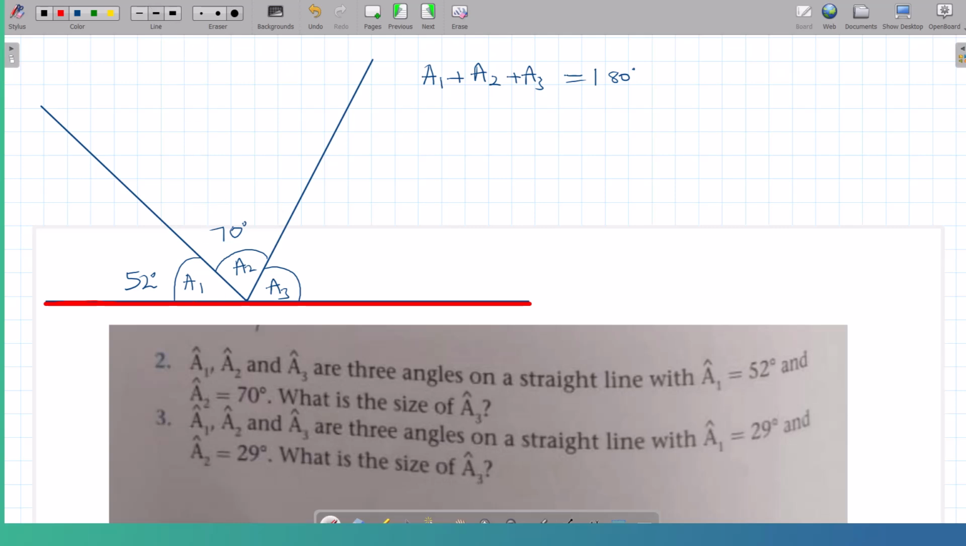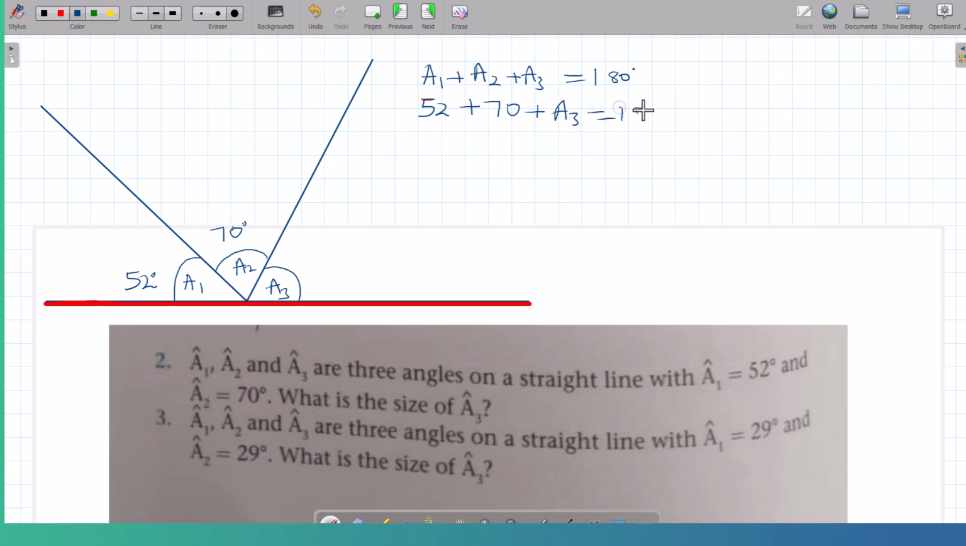But we know our A1, right? We're going to put 52, so I must use the blue color. So this is 52 for A1. What about our A2? Our A2 is 70. So plus 70 altogether, then plus angle A3, which I'm looking for.